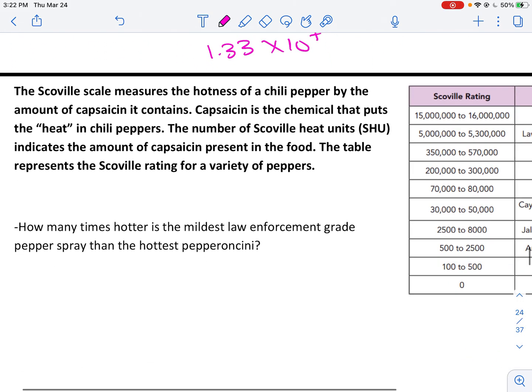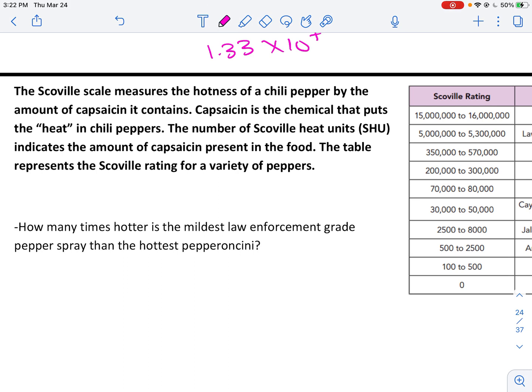Okay. The Scoville Scale measures the hotness of chili peppers by the amount of capsaicin they contain. And let me just tell you, capsaicin is hot. It is a chemical that puts the heat in chili peppers. The number of Scoville heat units indicates the amount of capsaicin present in the food. The table represents the Scoville ratings for a variety of peppers.